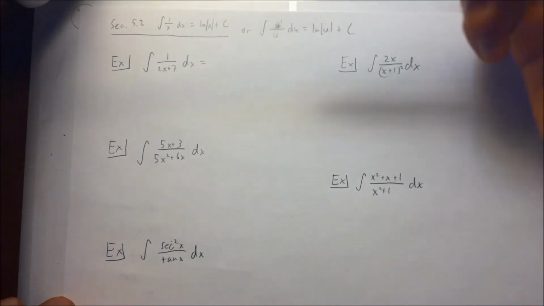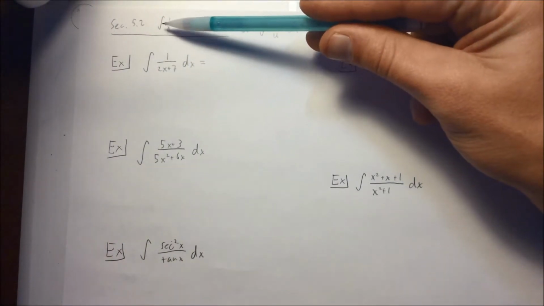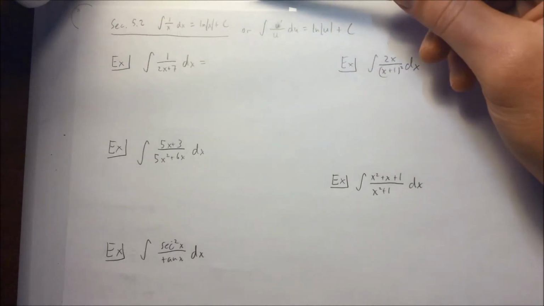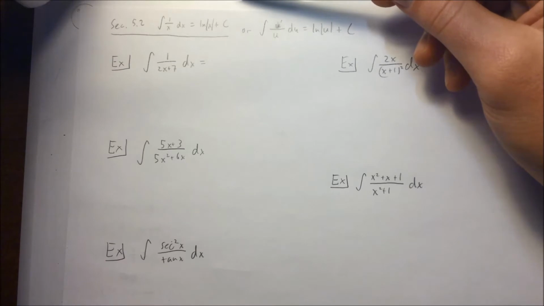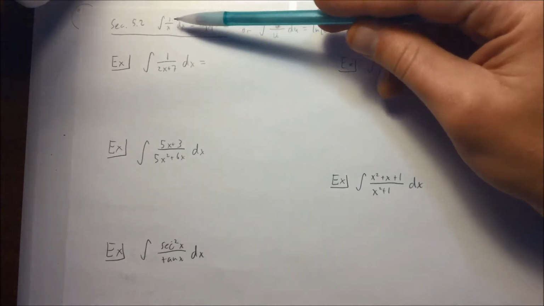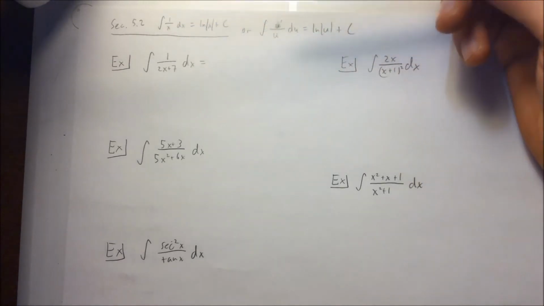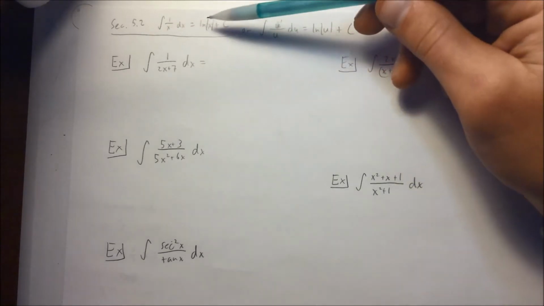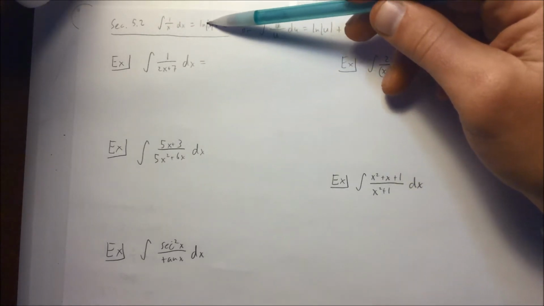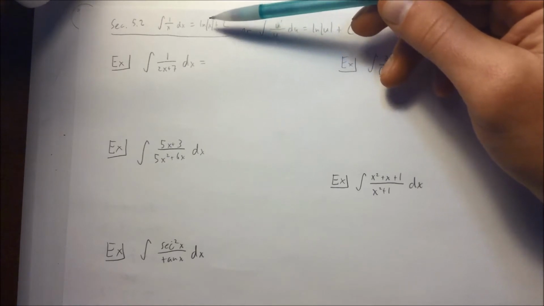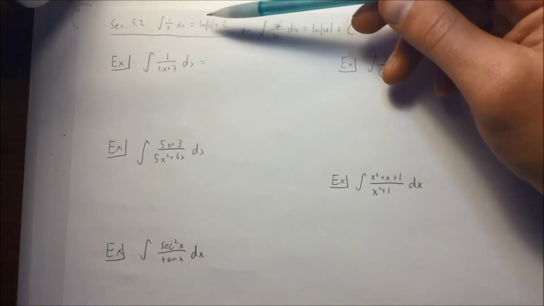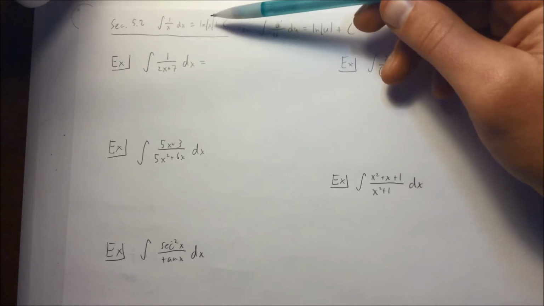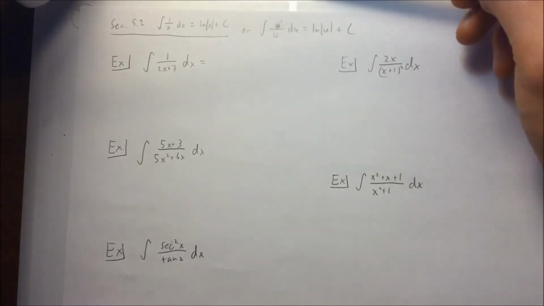Section 5.2, the antiderivative of 1 over x dx. Well, we just learned that if you take the derivative of natural log of x, it should give you 1 over x. And so, naturally, if we take the antiderivative or integrate 1 over x, we're going to get natural log of x. Now we have to put absolute values around it because we can't have negative numbers inside the natural log of x. That is outside of our domain, so we have to put the absolute values around it.